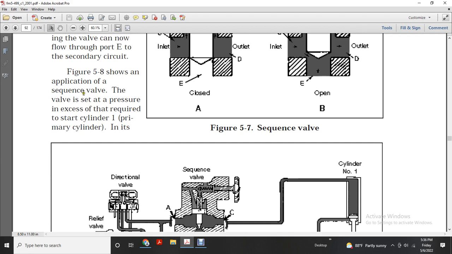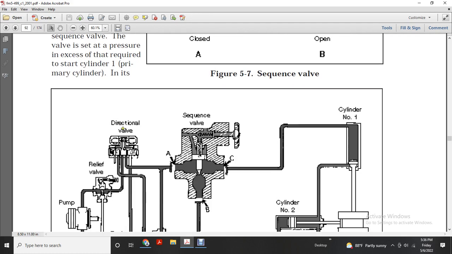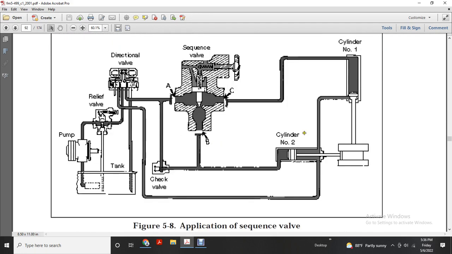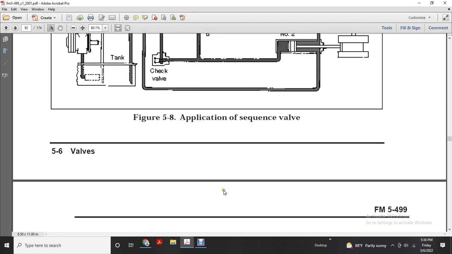Figure 5A shows the application of the sequence valve, set with the pressure required to start cylinder 2 after the primary cylinder 1 completes its action. It shows sequence valve number 1, cylinder number 2, the directional valve, relief valve, pump, check valve, and tank.